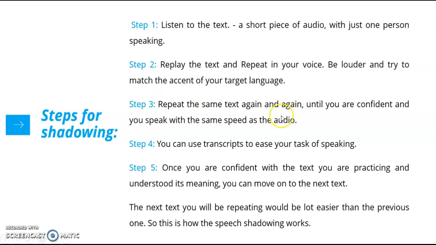And you can use a transcript. It's a good idea to listen to the text, but also read what the person is saying. So it's a good way to look for a transcription of that audio. And once you are confident with the text you are practicing and understand its meaning, you can move to the next text. So you can start with basic ones with an English level that is not too complicated, and then you can move on to intermediate or advanced level, more complicated audios.